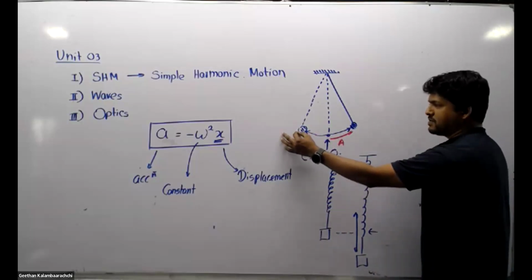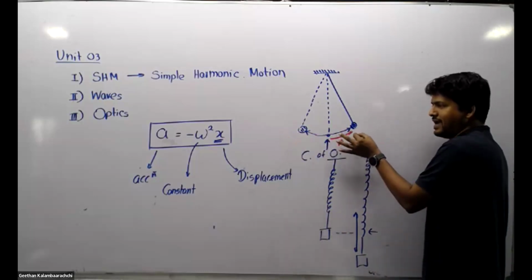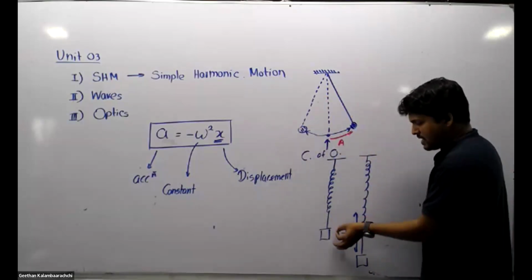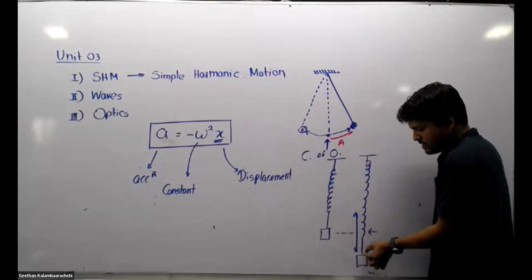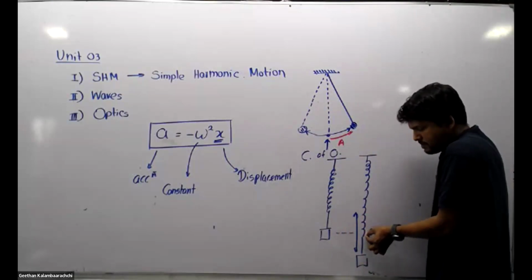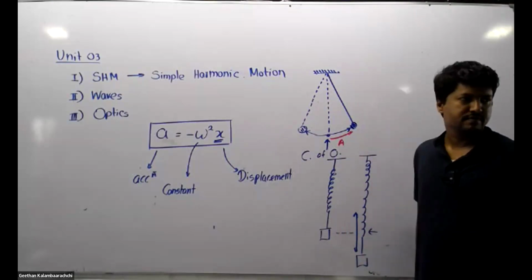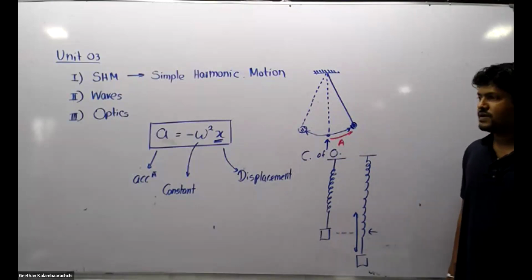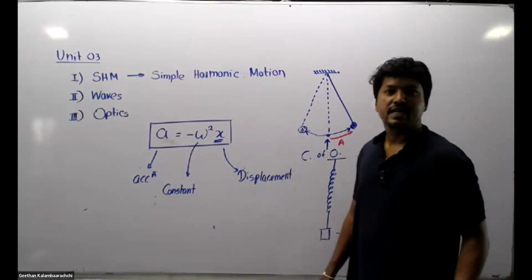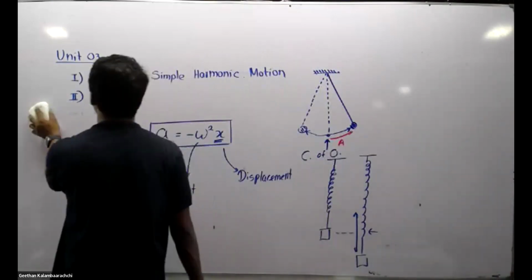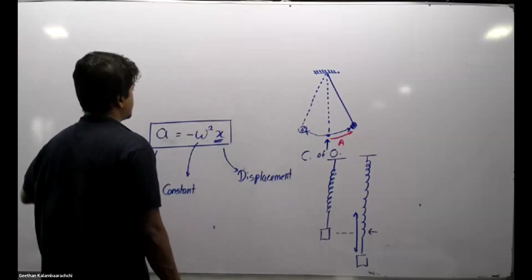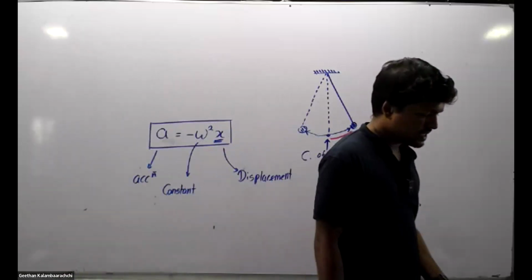Now if it starts from here, goes there, and comes back here, you call it one oscillation. If it starts here, goes down, comes back up, and comes back to the same position, we call it one oscillation. So what is meant by frequency? Number of oscillations per unit time.